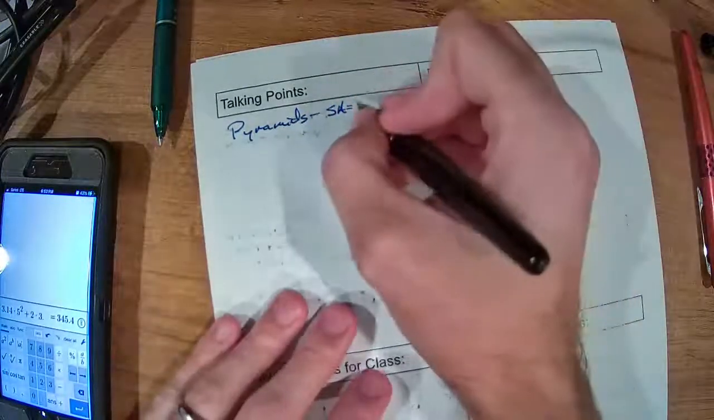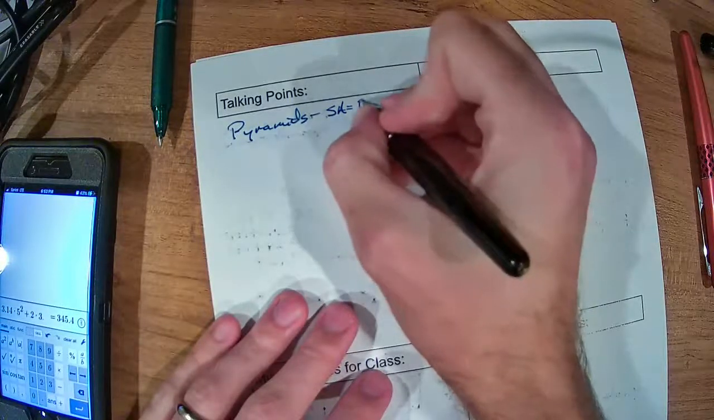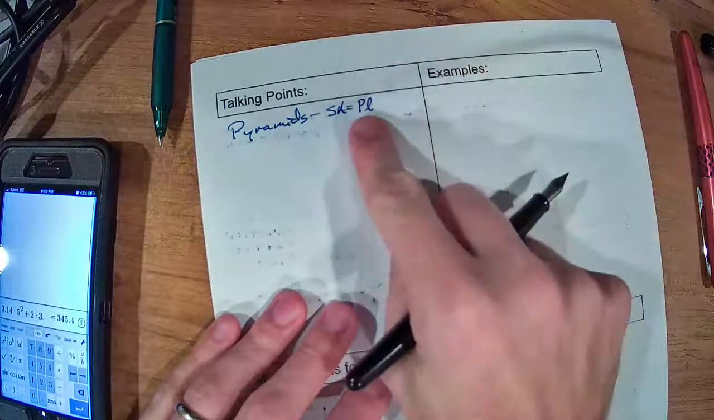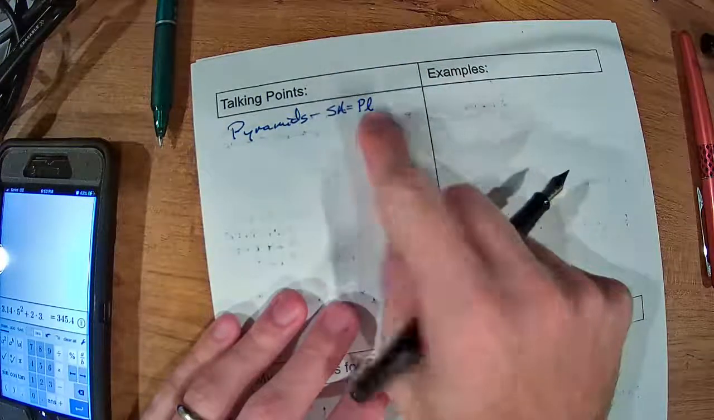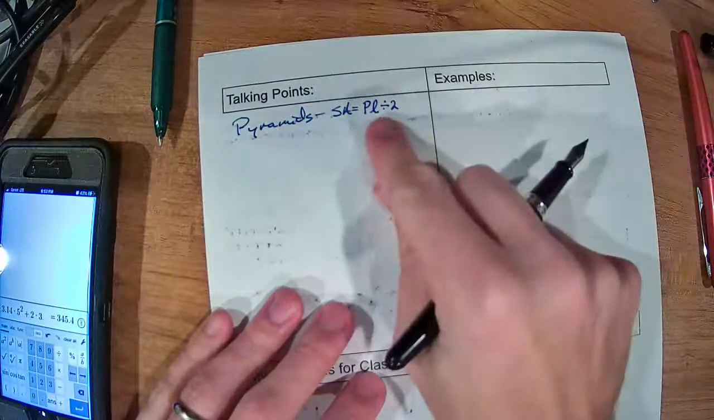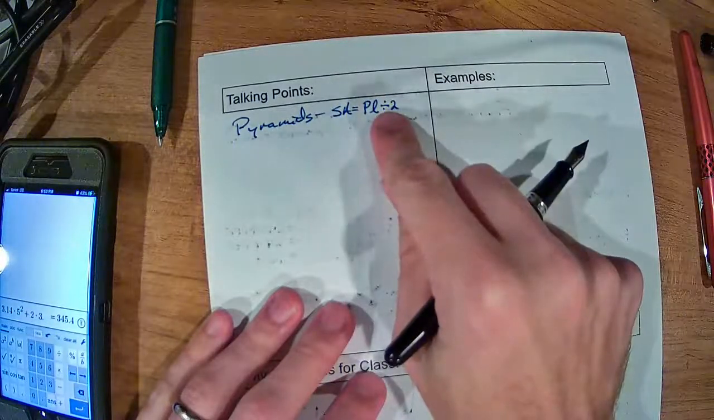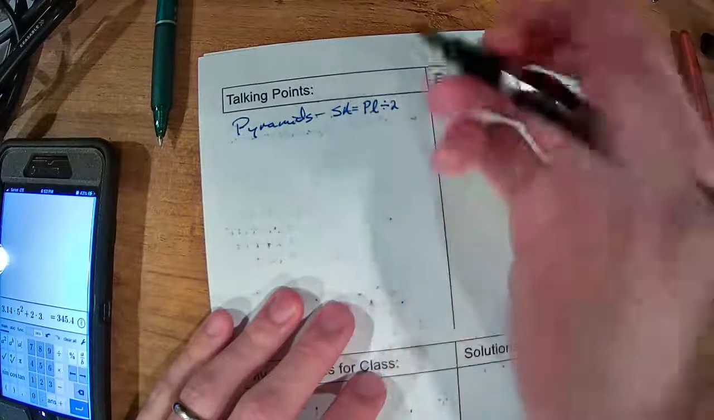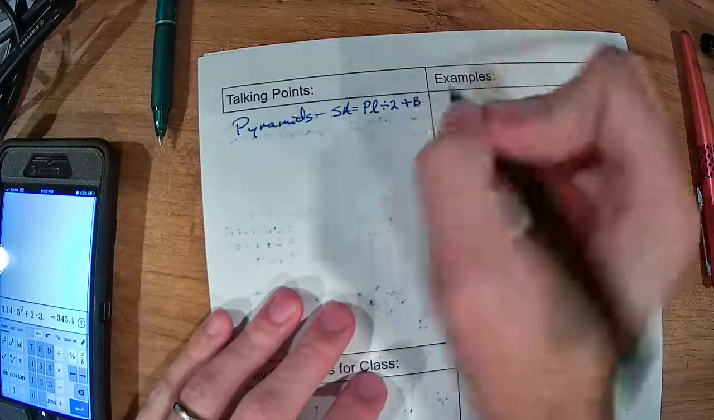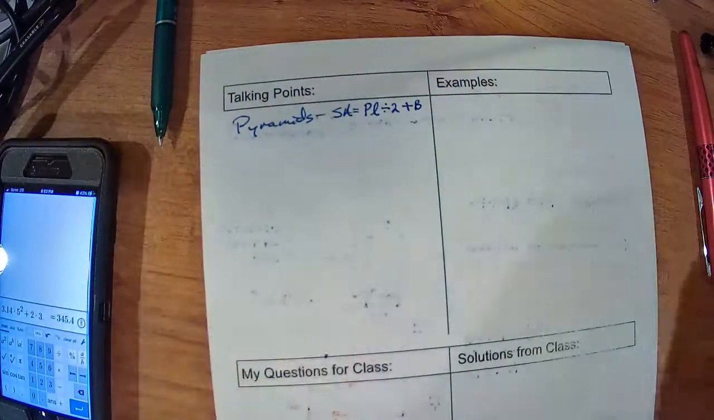It's P multiplied by L. This is a cursive or scripted lowercase l. So PL divided by 2. And I know we said that we don't want to write division this way, but for our purposes we will, and we'll talk about that in a second. Added on to B.